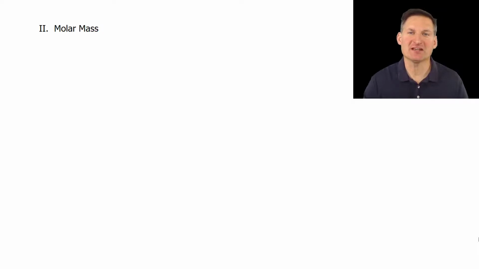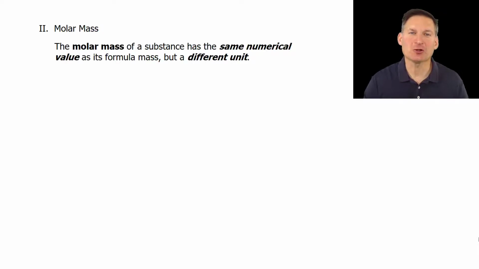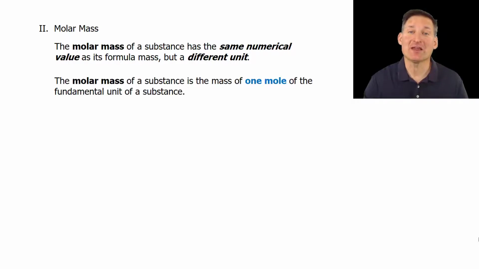The first thing to emphasize here is you calculate the molar mass exactly the same way you calculate the formula mass or the molecular mass. So you already know how to do it. The only difference is the units are different. The units are no longer AMU because, as the name molar implies, the molar mass is not the mass of the fundamental unit of a substance, but rather the mass of 1 mole of fundamental units, 6.02 times 10 to the 23rd of them. That's a lot of fundamental units.